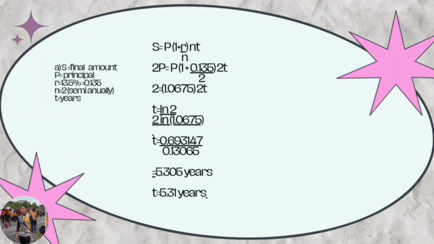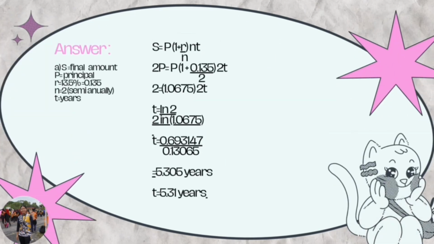We can use the compound interest formula. First, define the variables. P, the principal amount, is 12,300. For the rate, 13.5% will change to 0.135. Compounding periods per year, semi-annual, is 2. Future value A equals 2 times P, equals 2 times 12,300, which becomes 24,600. Now solve for T.